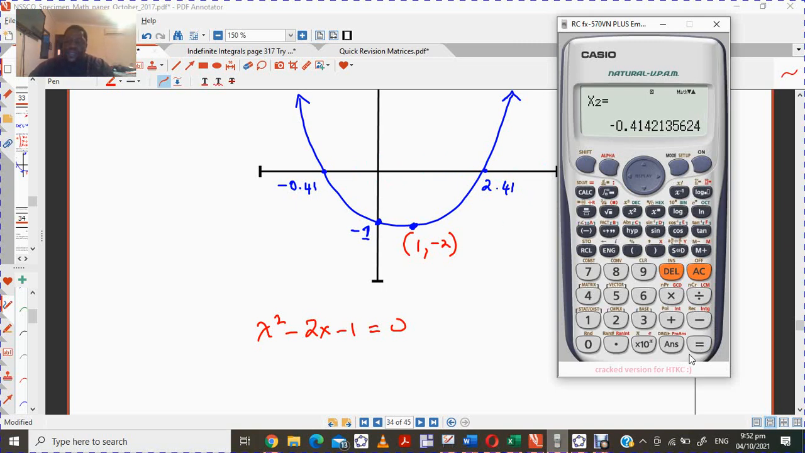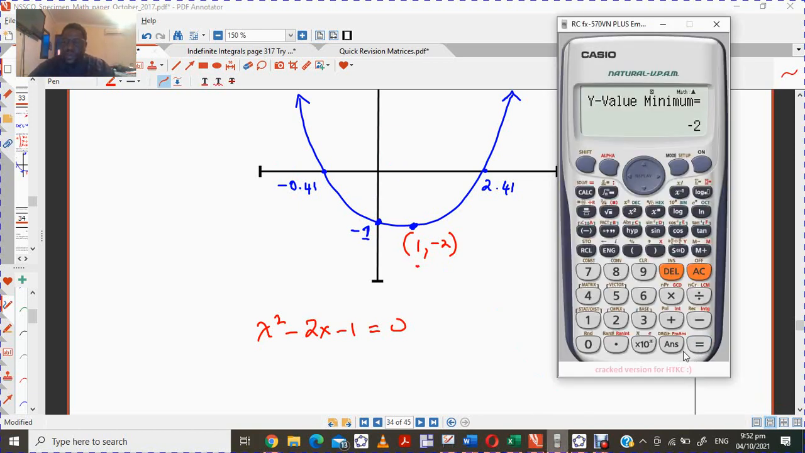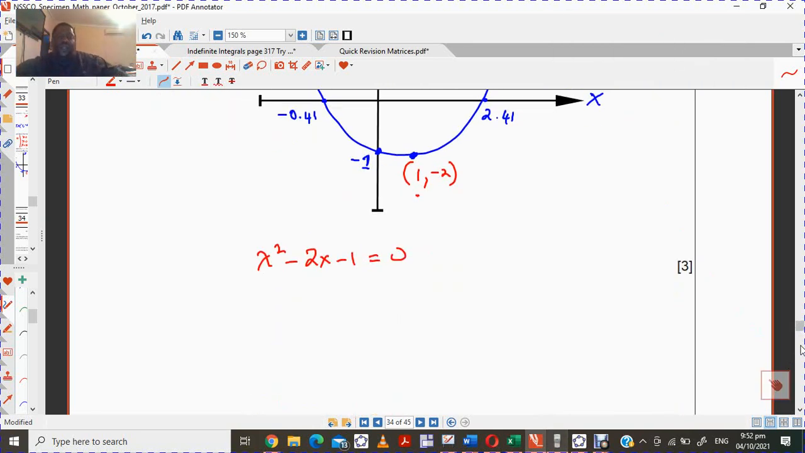Okay, no problem. Now we are looking for the x value. The x value is x equals 1, which is that value there. So when they say x value, they are referring to this value here. Then for the y value, you just keep pressing. The y value is minus 2. Can you see that? It tells you there's a minimum. That's the turning point. It's very interesting if you have that calculator.